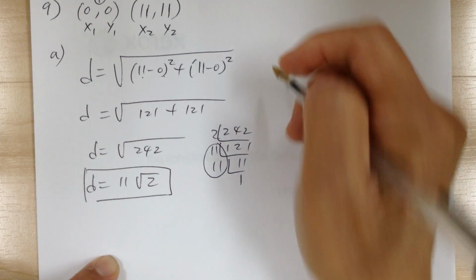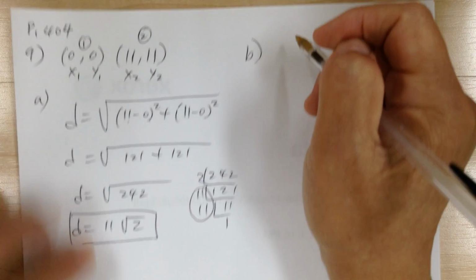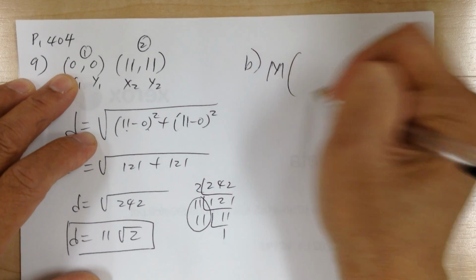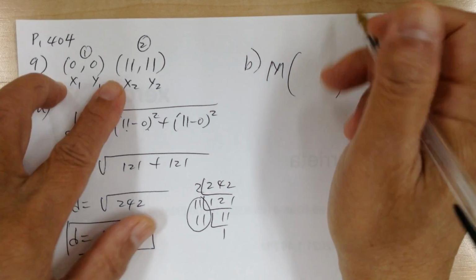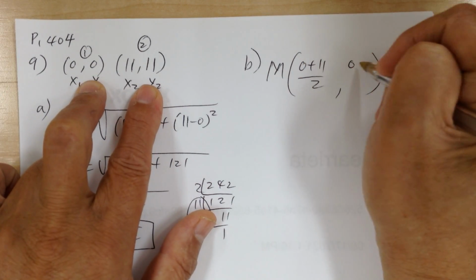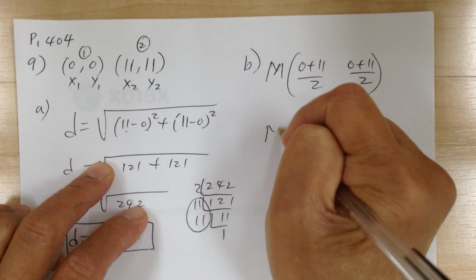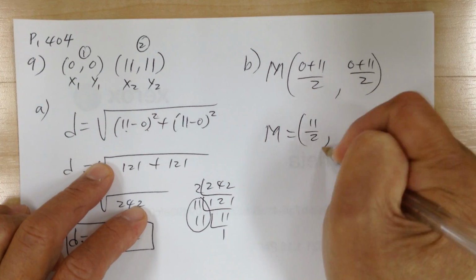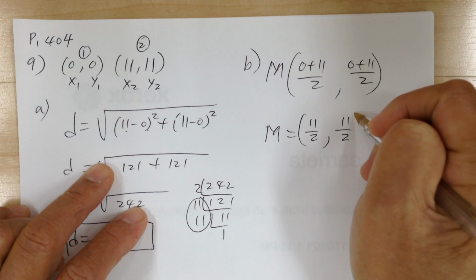Okay. For part B, midpoint, you just average the two. So 0 plus 11 over 2. The y will also be the same. So your midpoint would be 11 over 2, comma 11 over 2.